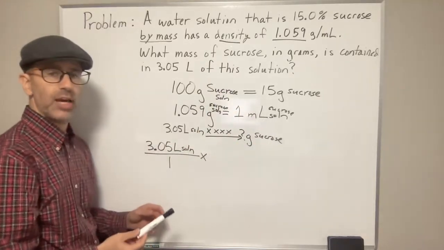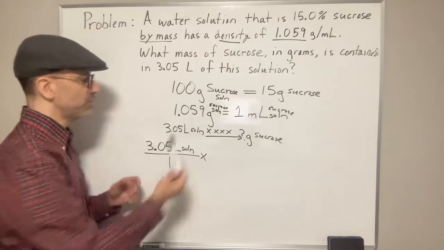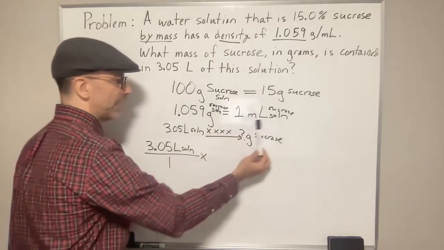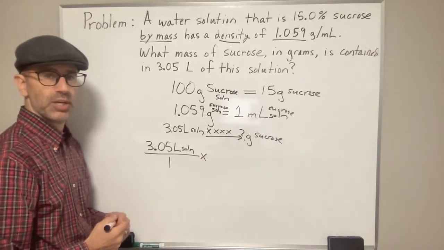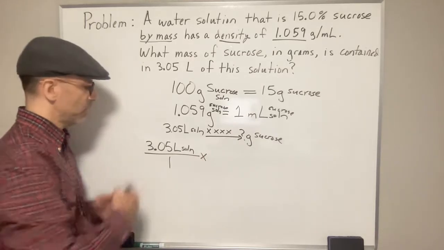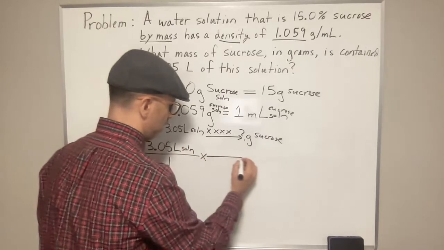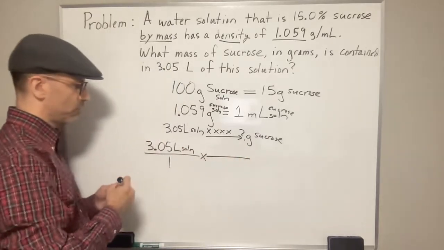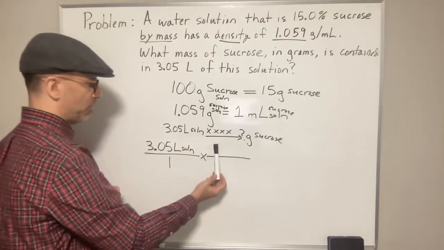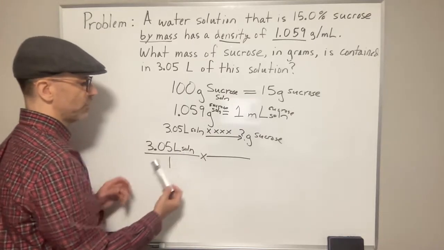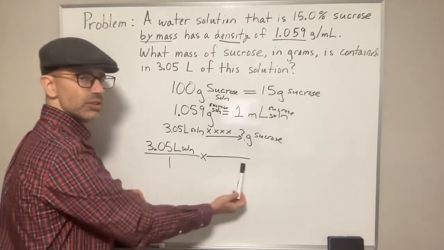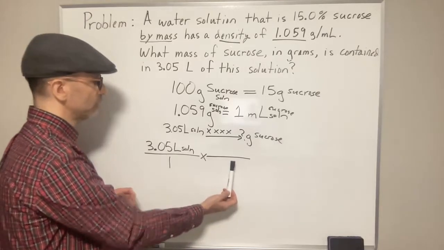Now, I want to be able to use milliliters, but I have liters. So my first step is to convert to milliliters. Once I convert to milliliters, I can now use this relationship as a conversion factor to convert between milliliters and grams. So I'm going to write my line there to write my ratio, my fraction. And since I have liters of solution here, I want liters of the solution on the bottom to cancel out.